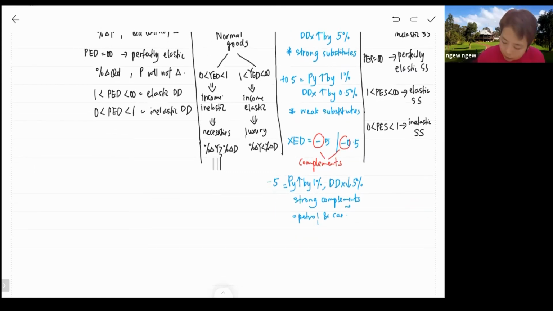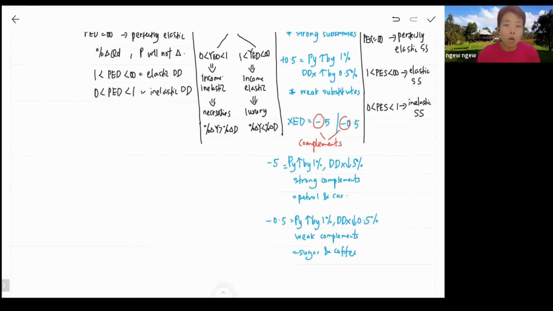Lastly, when XED equals -0.5, it shows that when price of Y increased by 1%, demand for X only dropped by 0.5%. So they are considered weak complements, like sugar and coffee. They are not necessarily strong complements because there are a lot of people who like to drink coffee without sugar. Some like to go with sugar, some prefer not. So they are complements, but they are not considered a strong one.